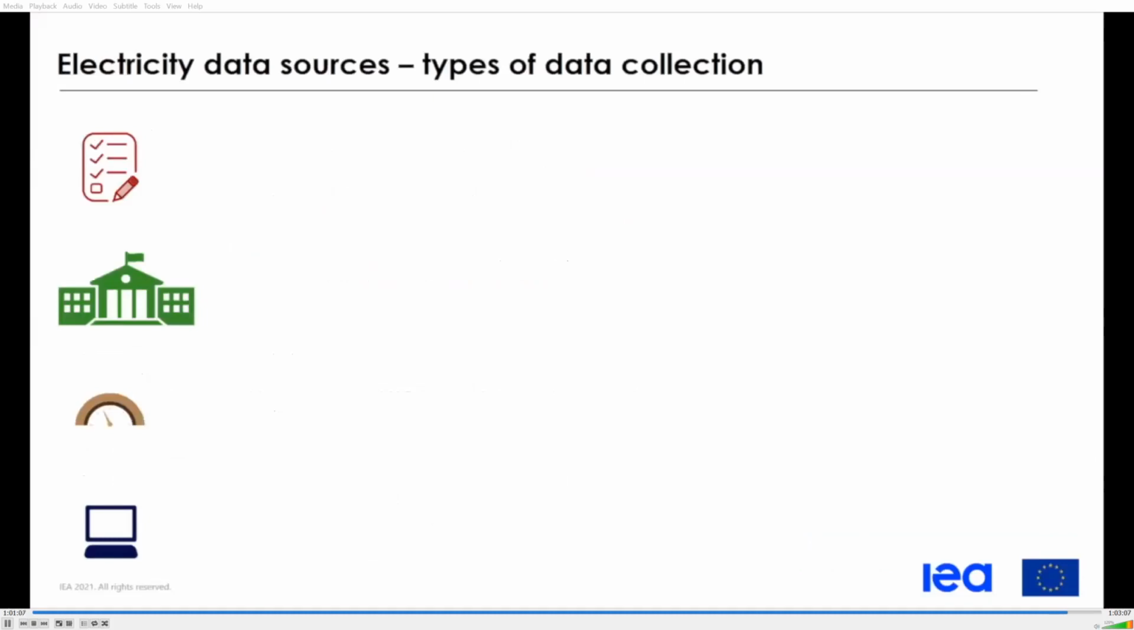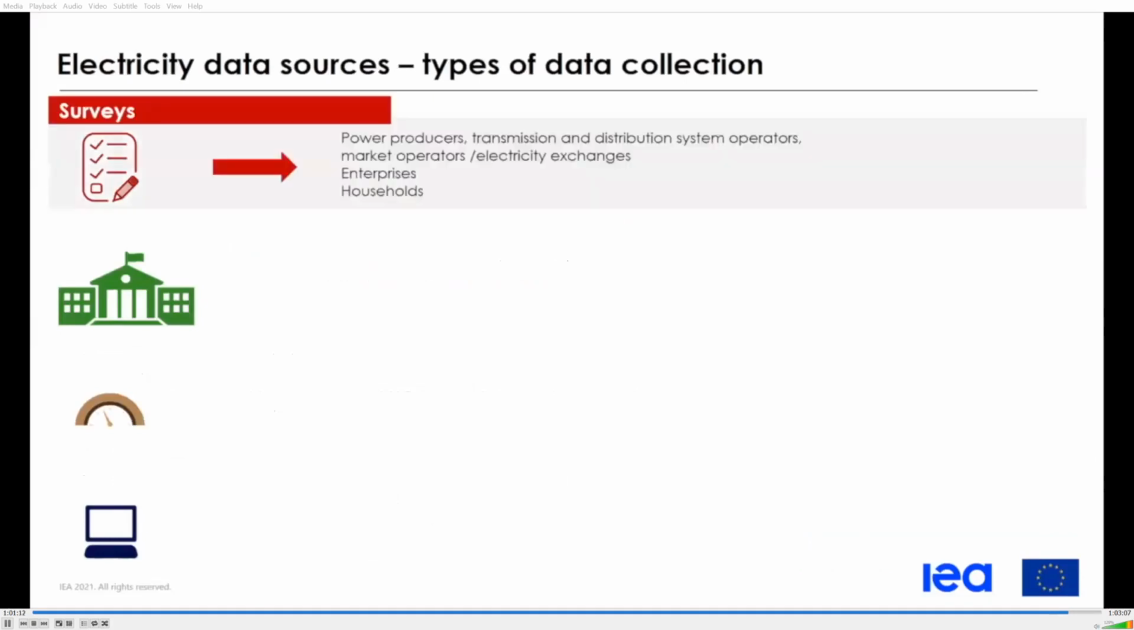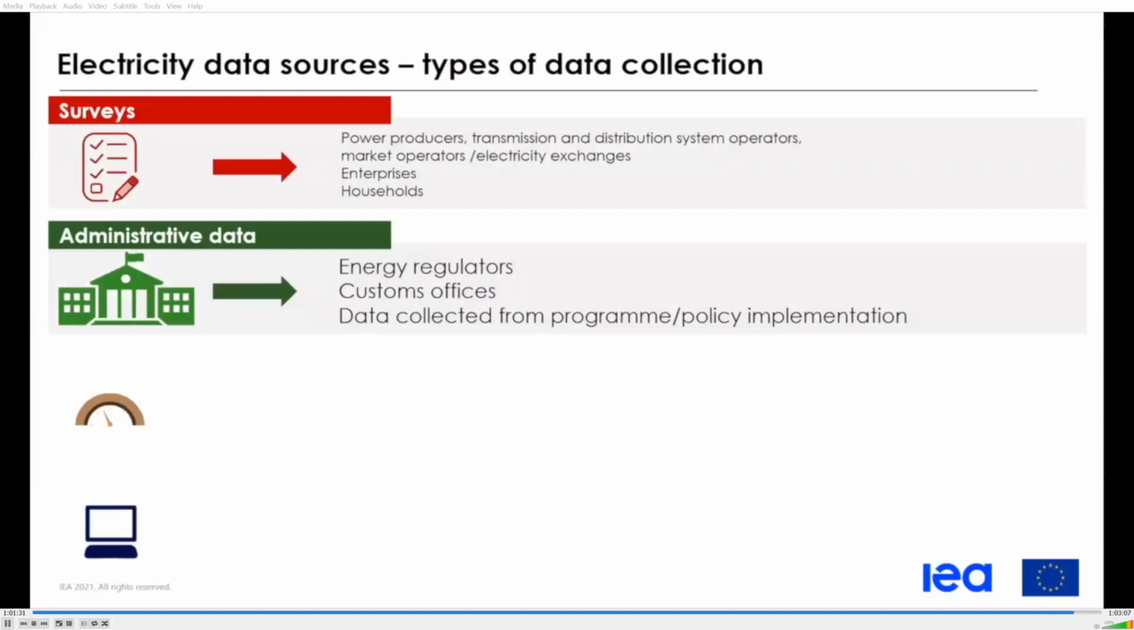Now we will briefly discuss the possible electricity data sources for your data collections. So very briefly, we already discussed this before. You can use surveys toward power producers, enterprises, households, or market operators to collect from them on a regular basis data on value of production or consumption. You can use administrative data from energy regulators, customs office for the trades, and data collected from program policy implementations to check the efficiency of specific policies.